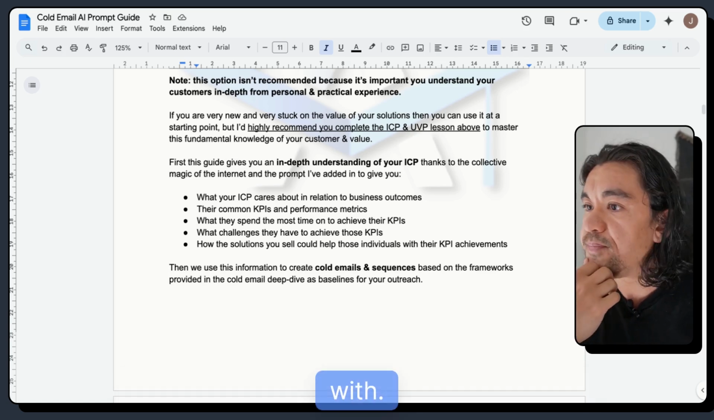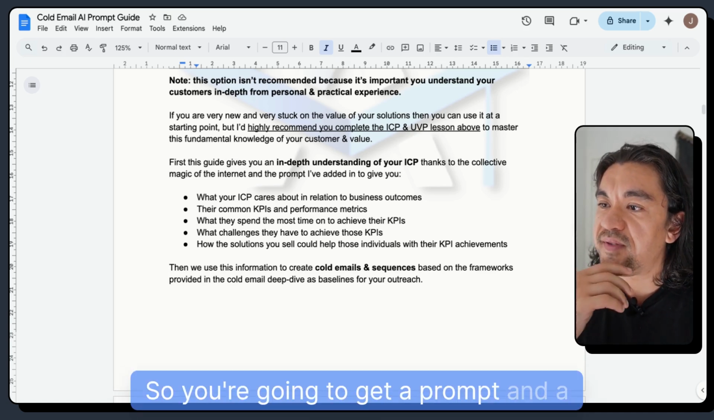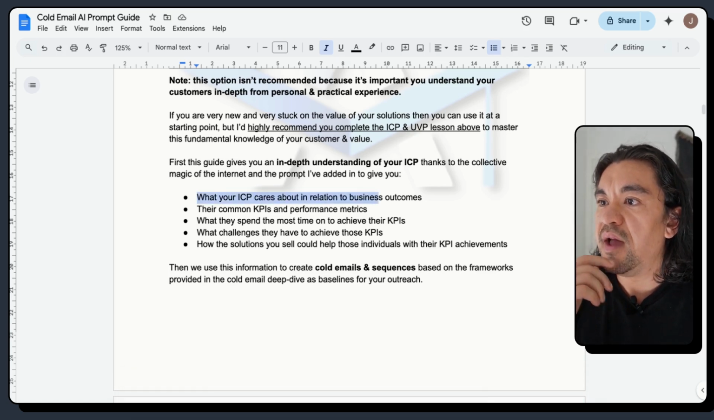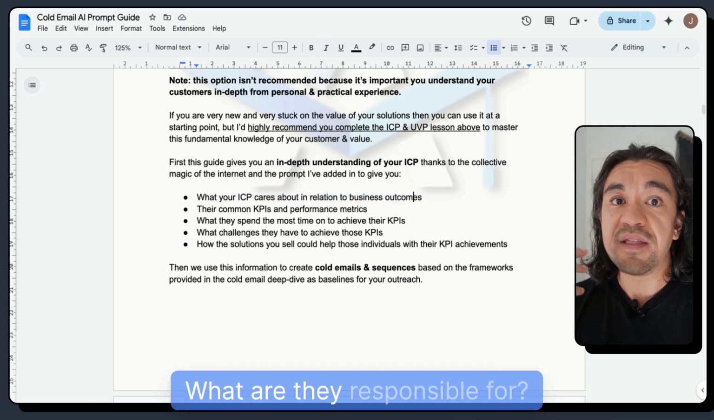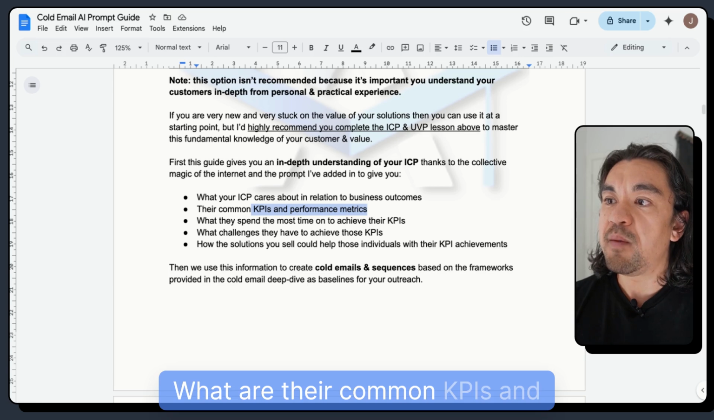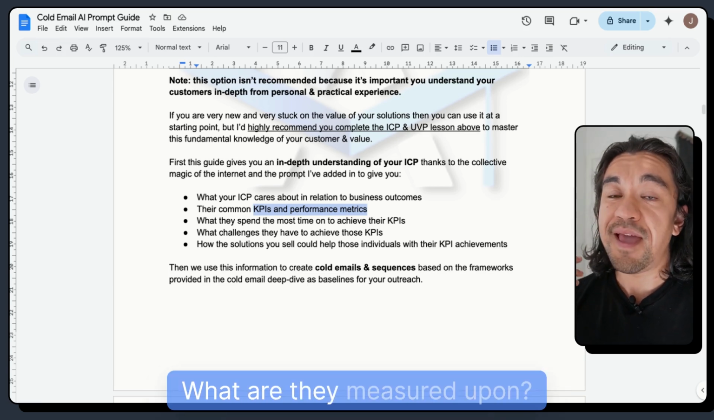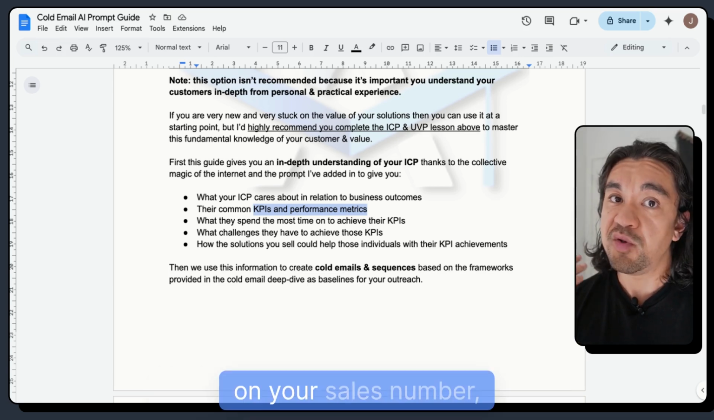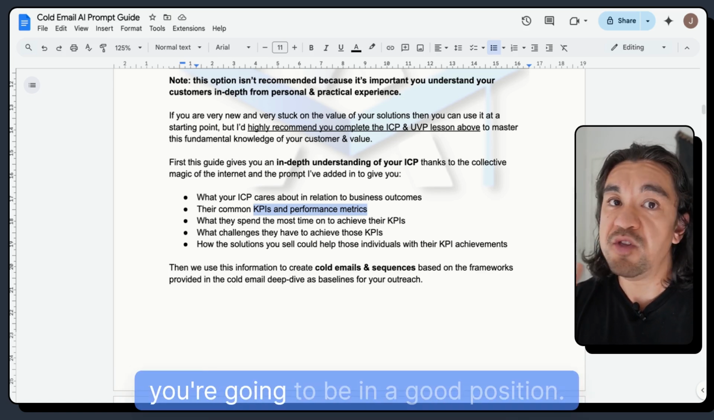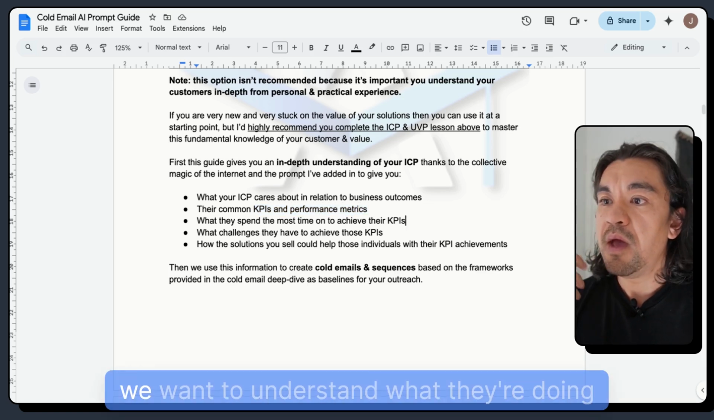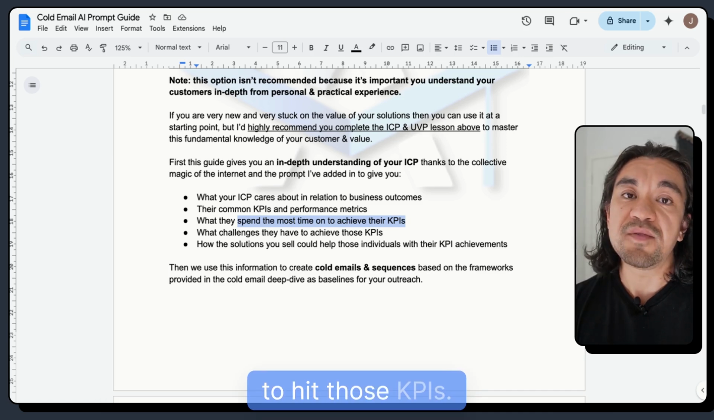So you're going to get a prompt and a table that gives you what your ICP cares about into what the business outcomes are, what are they responsible for, what are their common KPIs and performance metrics, what are they measured upon, just like you are measured on your sales number. They've got KPIs to hit too, and if you can help them hit those, then you're going to be in a good position. Okay? We want to understand what they're doing to hit those KPIs.